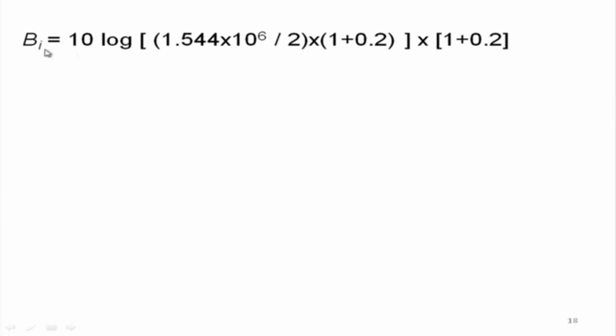So, individual bandwidth per carrier in dB form is 10 log of bit rate 1.544 megabits, and because of QPSK it is 1 by 2, multiplied by roll-off factor which was 20%, so 1.2, and then the whole thing is multiplied again by the guard band factor which is 20%, 1.2. So, that comes out to be 60.46 dB-Hz as bandwidth, and it is in dB. It is just approximated, you can do your calculation, you get a slightly different number depending on how you do the calculation.